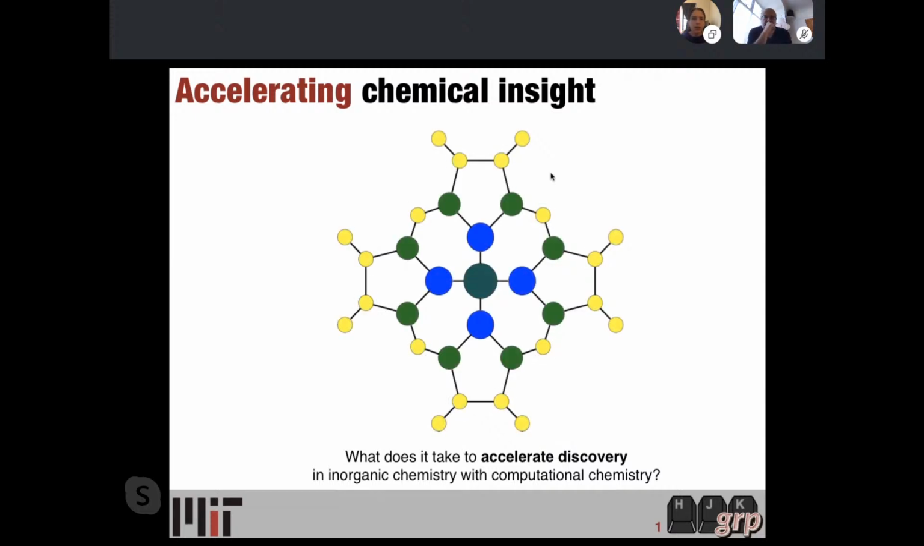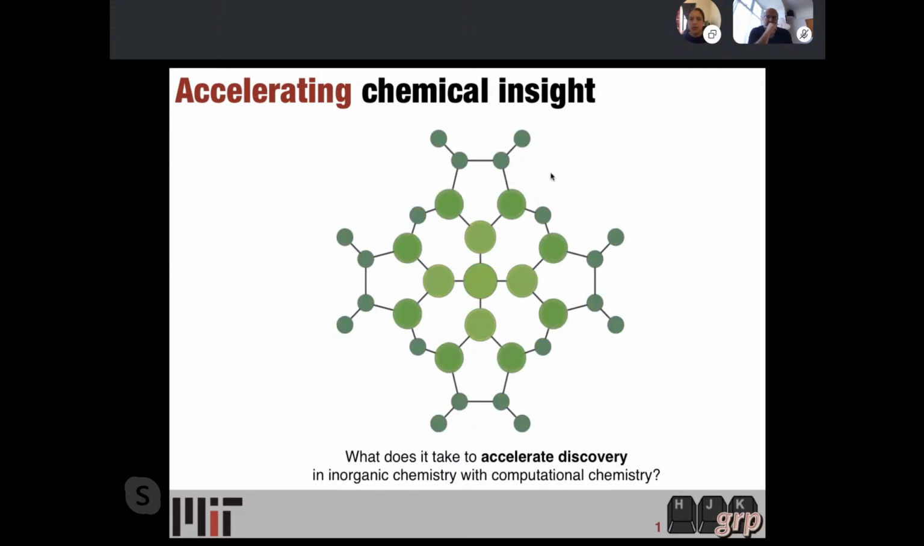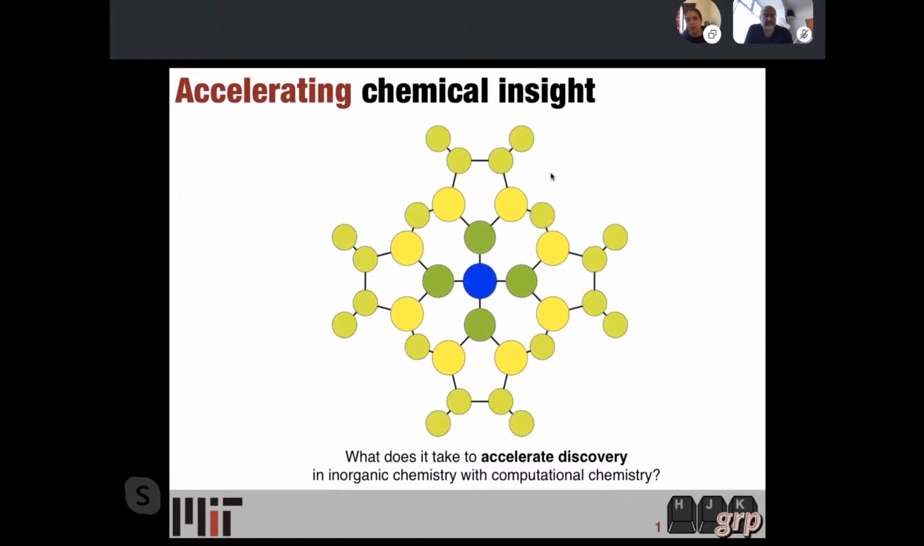If I care most about this molecule's redox potential, or its structure, or maybe its ability to catalyze a reaction, maybe different atoms matter more. And we need a language for that in order to be able to start to build our own porphyrins, our own new molecules from the ground up.